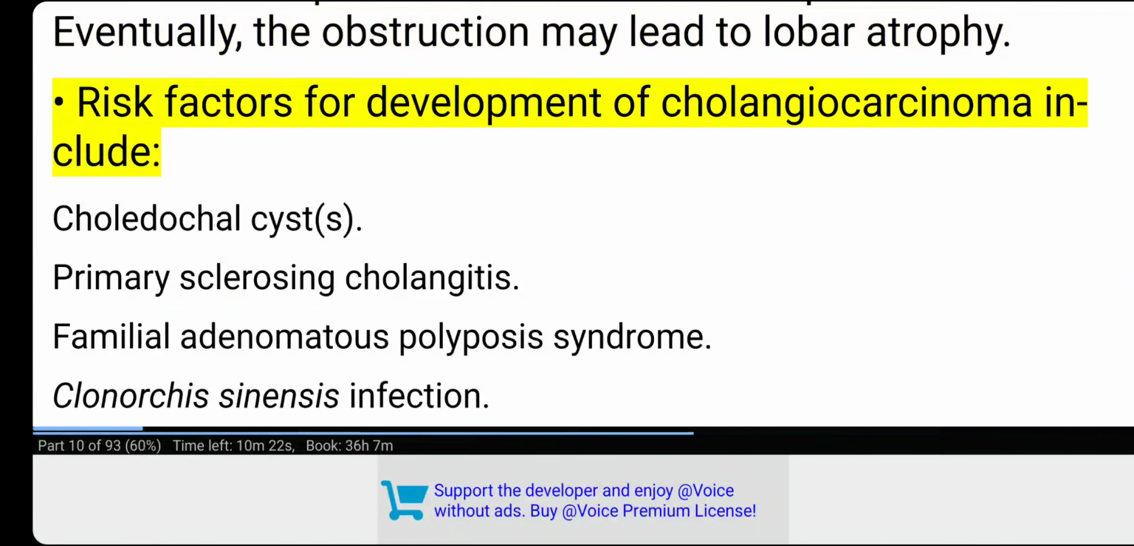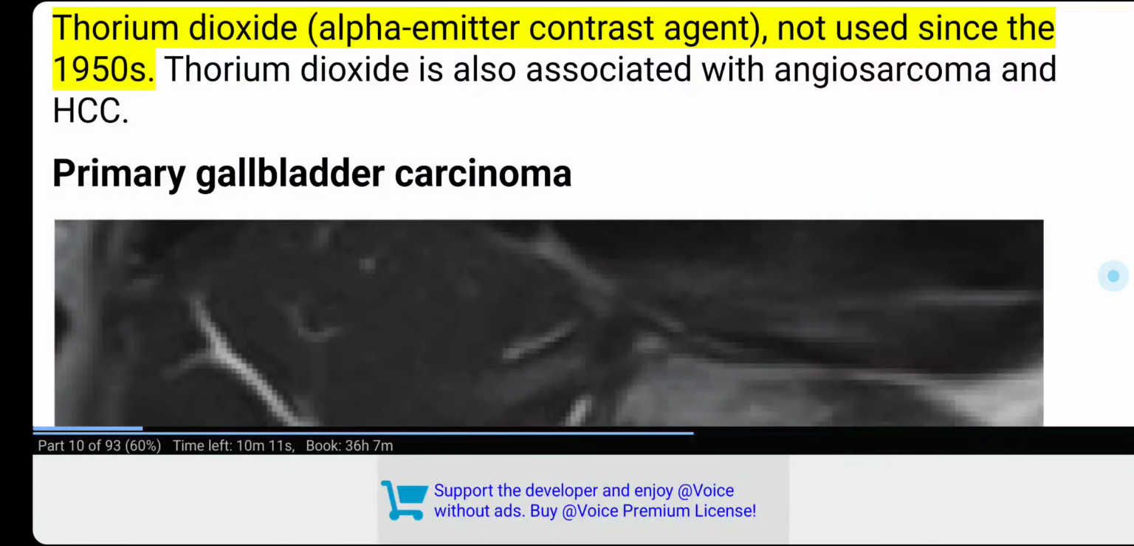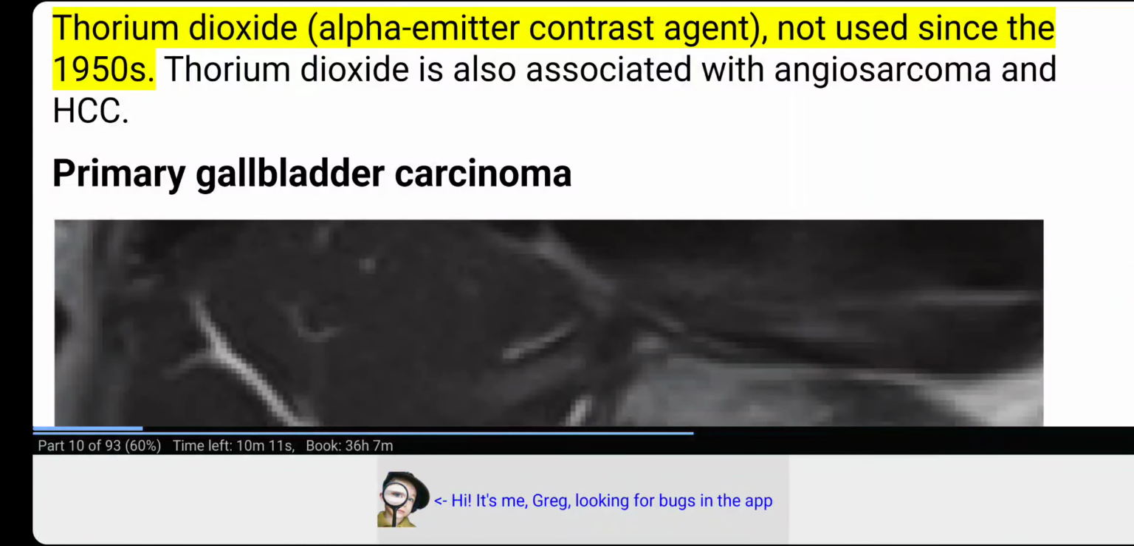Risk factors for development of cholangiocarcinoma include choledochal cysts, primary sclerosing cholangitis, familial adenomatous polyposis syndrome, Clonorchis sinensis infection, and thorium dioxide, an alpha emitter contrast agent not used since the 1950s. Thorium dioxide is also associated with angiosarcoma and HCC.